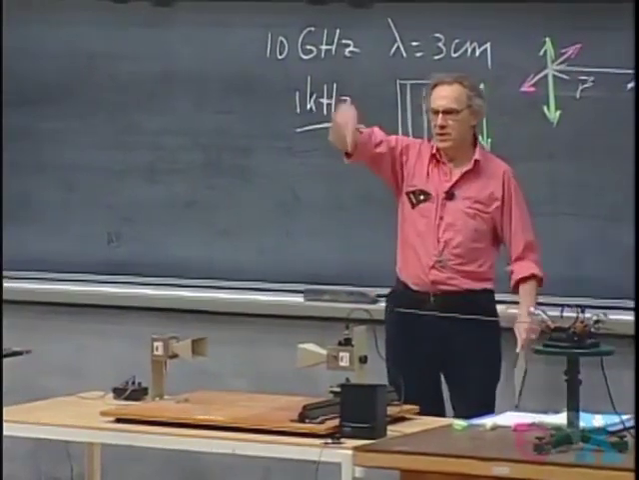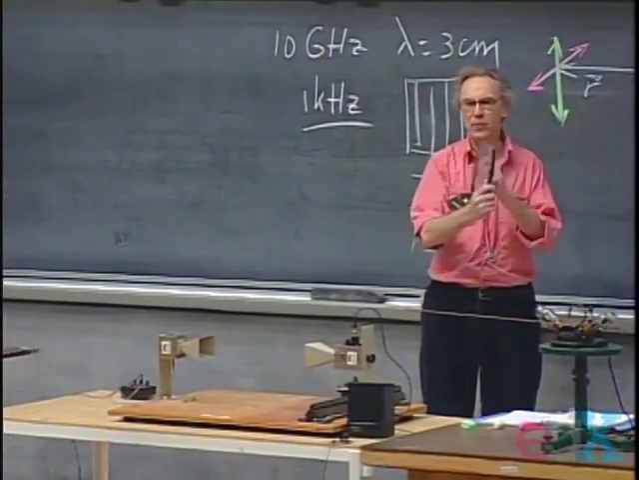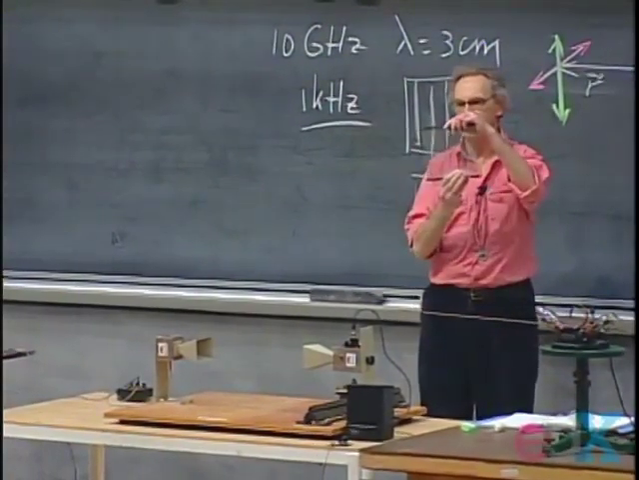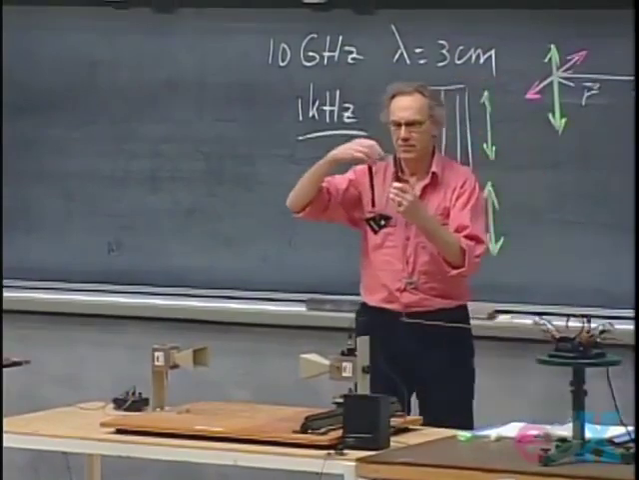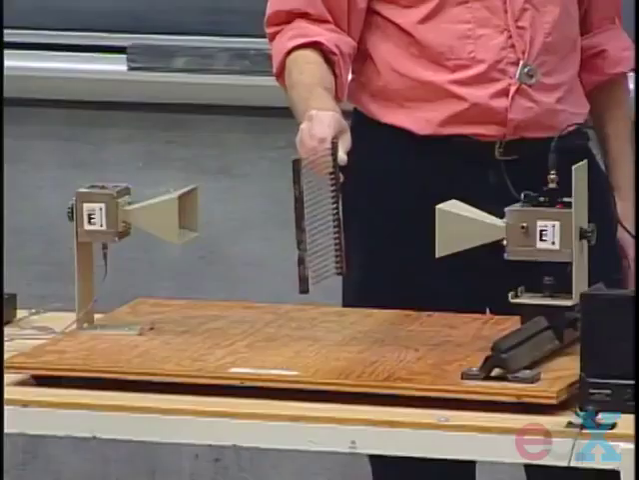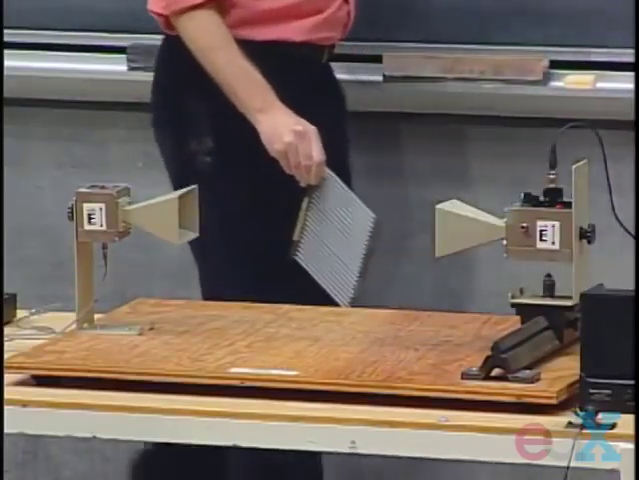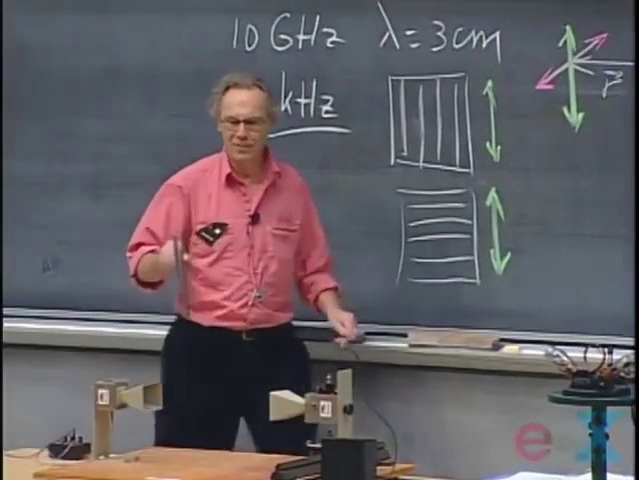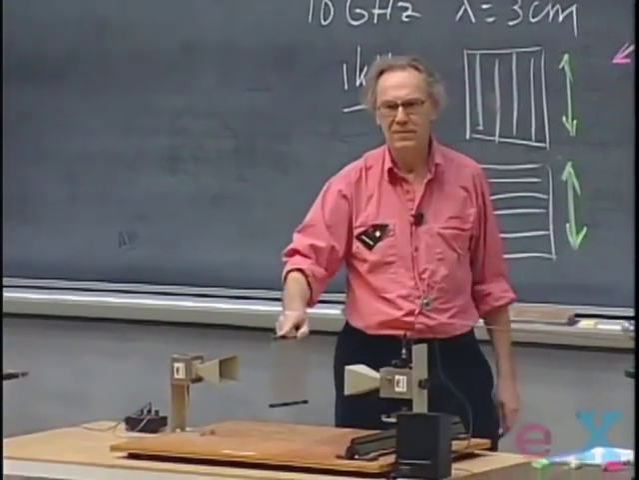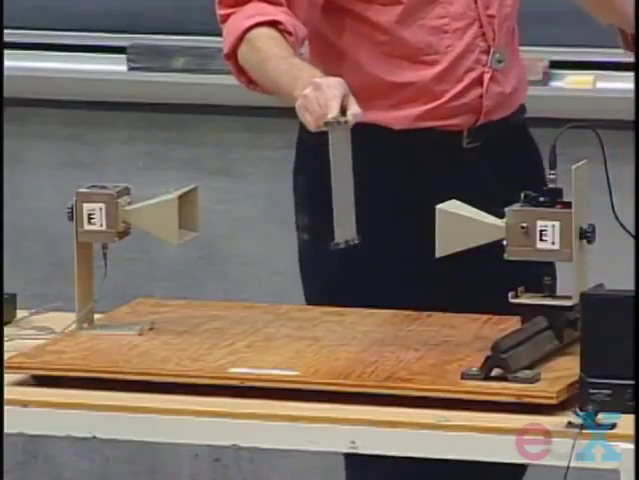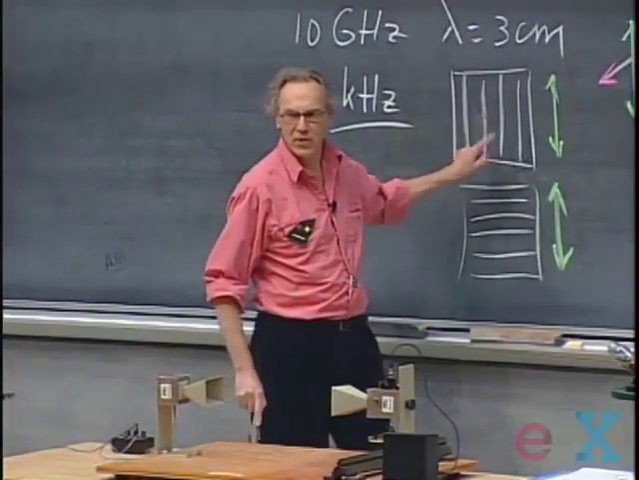1 kilohertz. E field is like this. Receiver is receiving it. What do you want me to do first? This or this? Let's do this first. Nothing. It's not absorbed. It goes straight through here. Now rotate it 90 degrees. I kill it. So in this configuration, the electromagnetic radiation does not get through.